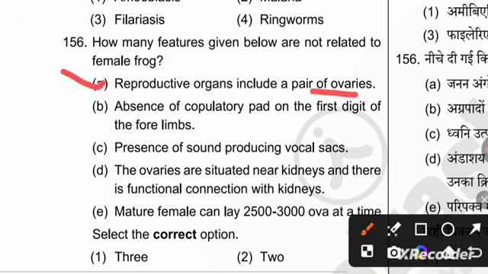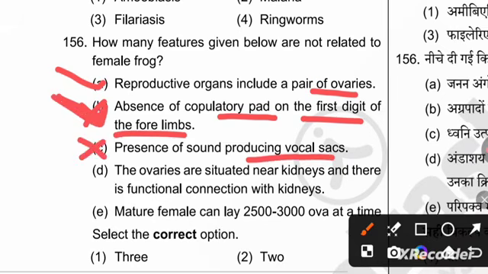Yes, it is a characteristic of female frog. Then absence of copulatory pad on the first digit of forelimb. Copulatory pad is usually present in male frog, so absence of copulatory pad is a feature of female frog. Presence of sound producing vocal sac is in male frog, not in female frog.